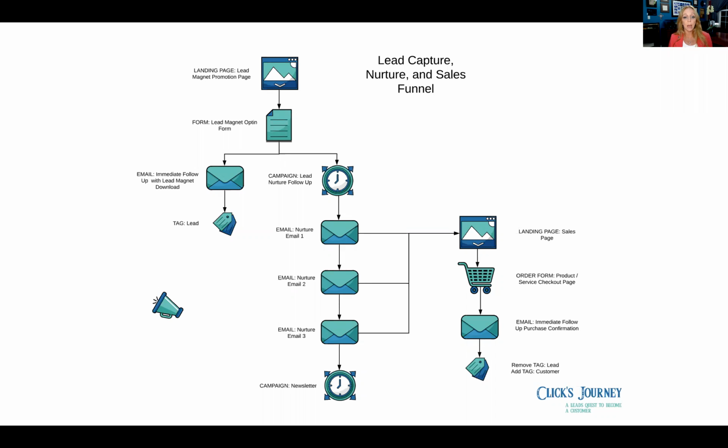So if they opt in, they get that immediate download, or it sends them into a sequence to get them to buy. So you can see there's a nurture sequence for email 1, email 2. If they don't do anything, they just go on your newsletter list. But if they do something, then they go to a landing page to actually go to the order form to buy something, and then it removes all the tags and puts them into a different funnel.